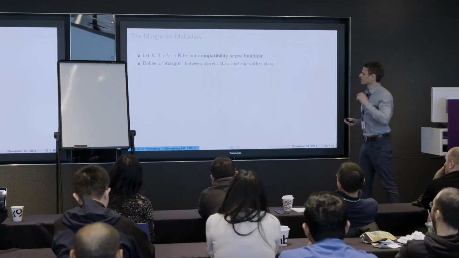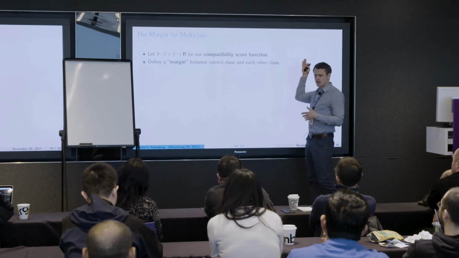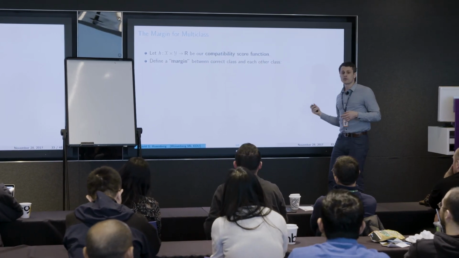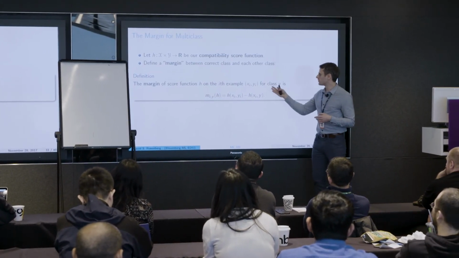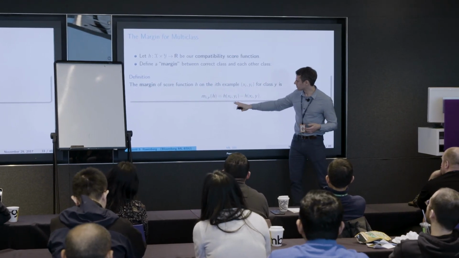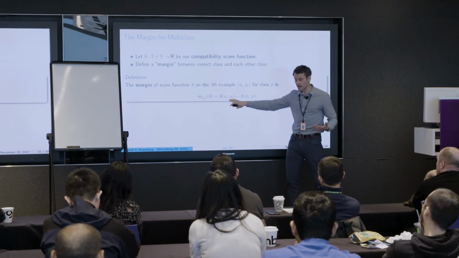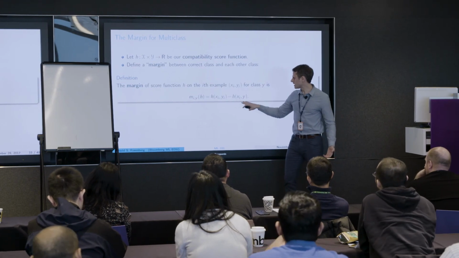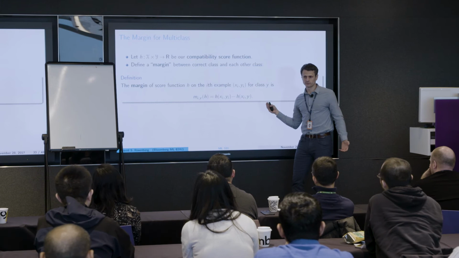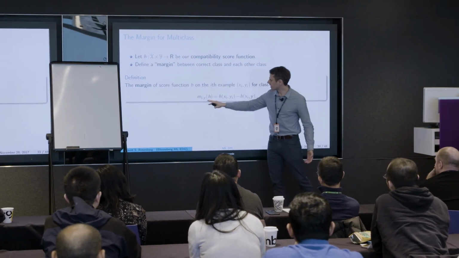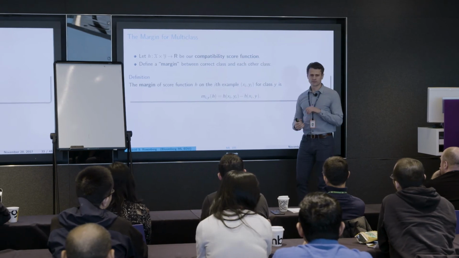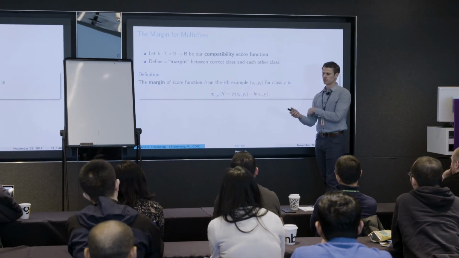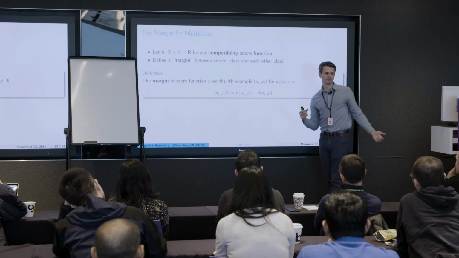What we're going to do is generalize margin. So if H is our compatibility score function, we could define the margin between the correct class and any other class in this way. On the ith example, xi, yi, we look at the difference between the compatibility of the actual label with its input, xi and yi, and the compatibility of xi and some other label y. We could write that m sub iyH. In other words, for compatibility score function H, on the ith example, what's the difference between the compatibility score given to the correct label and some other label y?